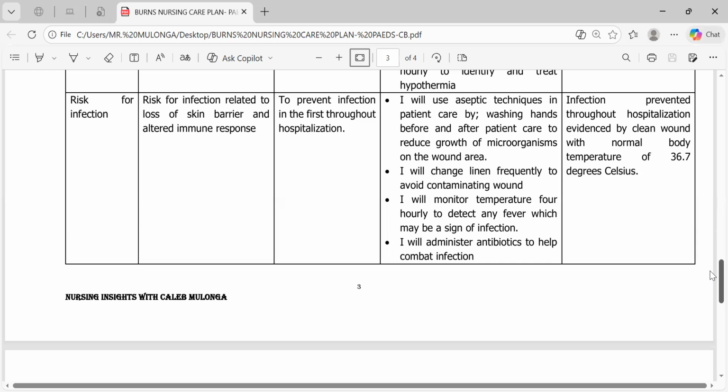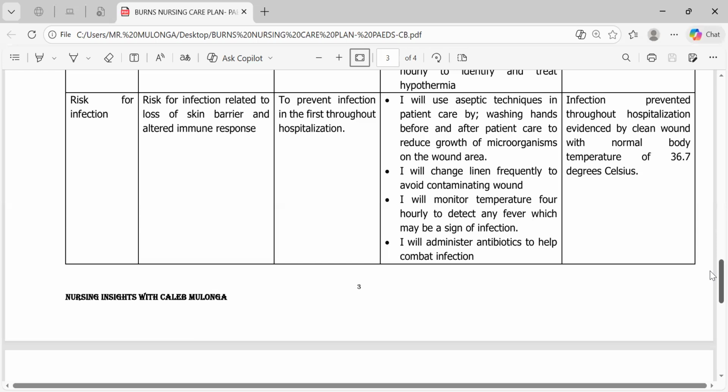So here the difference is that we are not preventing the spread of infection. No, we are preventing the child from acquiring infection. So this is why I ask you, are we using barrier nursing or reverse barrier nursing? You can comment in the comment section so that we can educate each other.